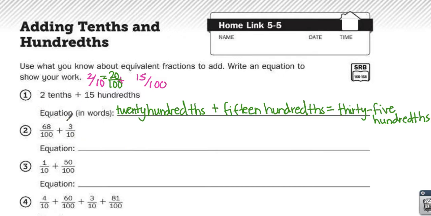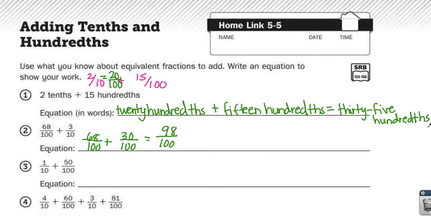Number 2, 68 hundredths plus 3 tenths. I'm going to change that into 68 hundredths plus that 3 tenths would be equivalent to 30 hundredths. Add the 68 plus the 30, I get 98. My 100 stays the same, 98 hundredths.